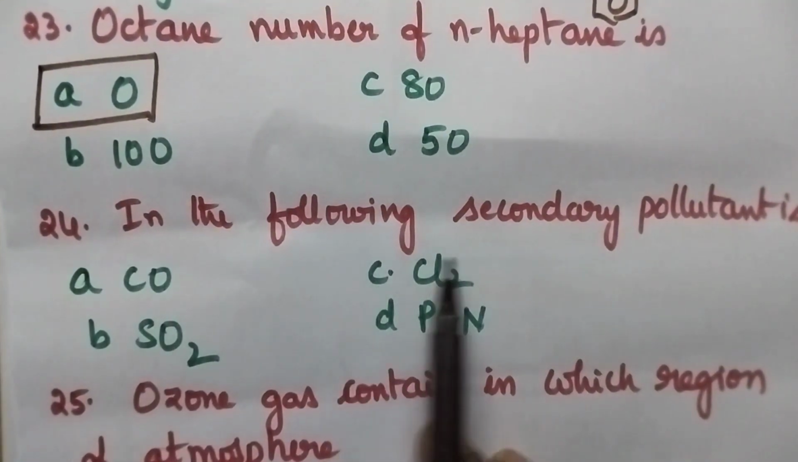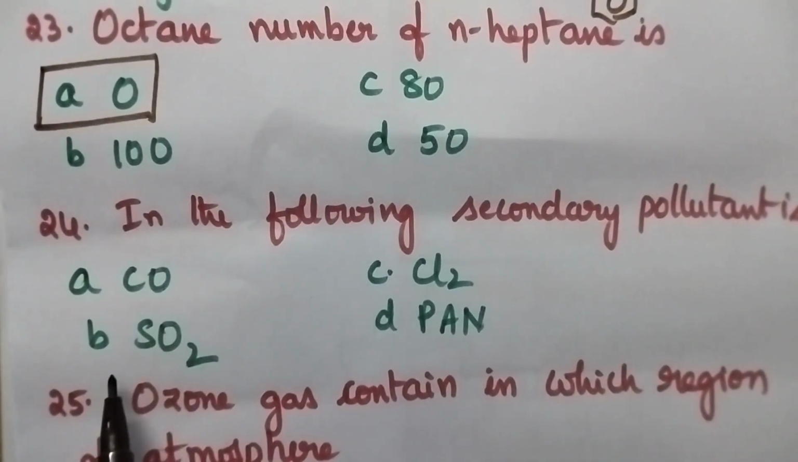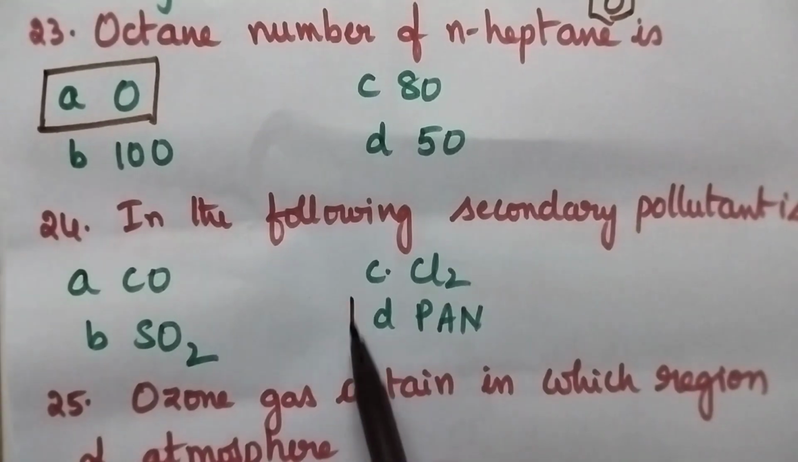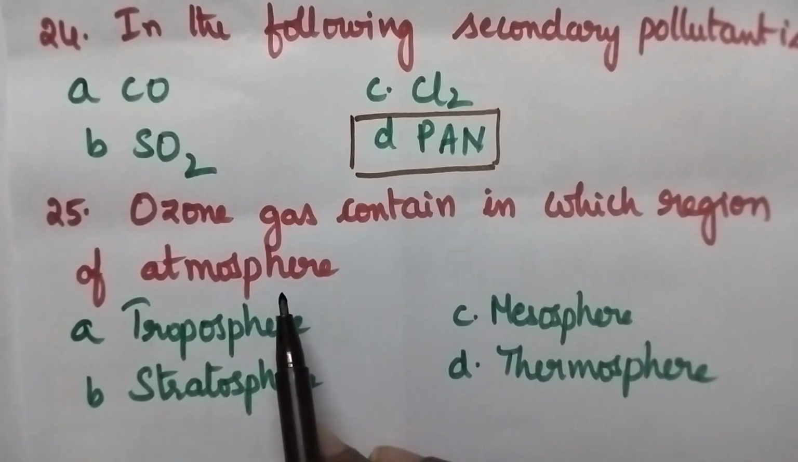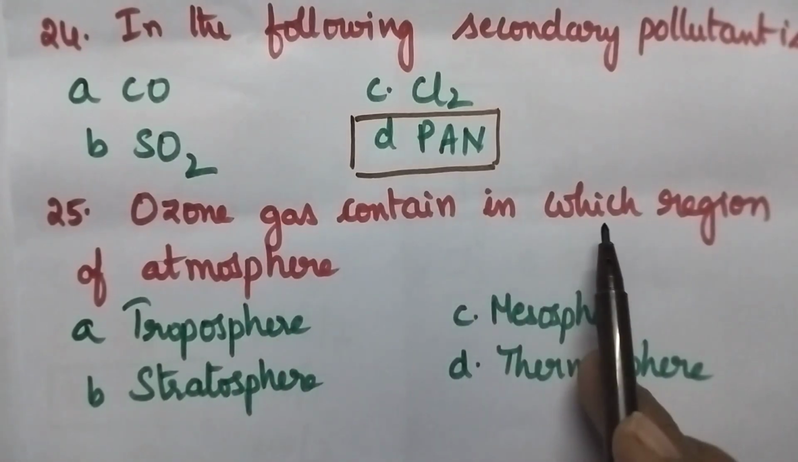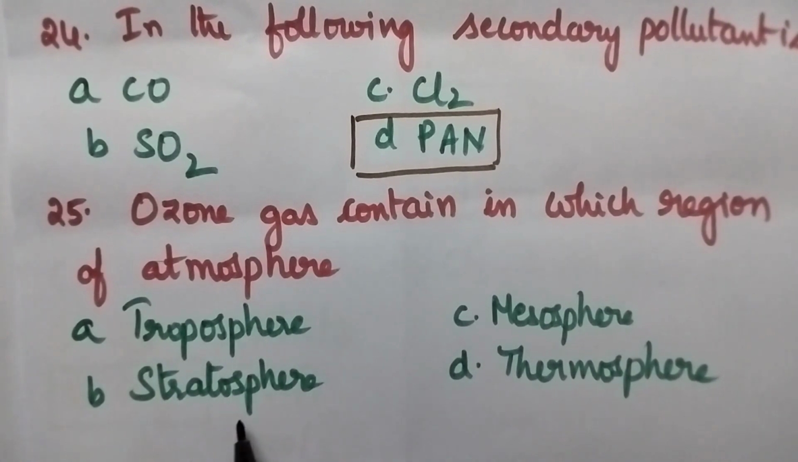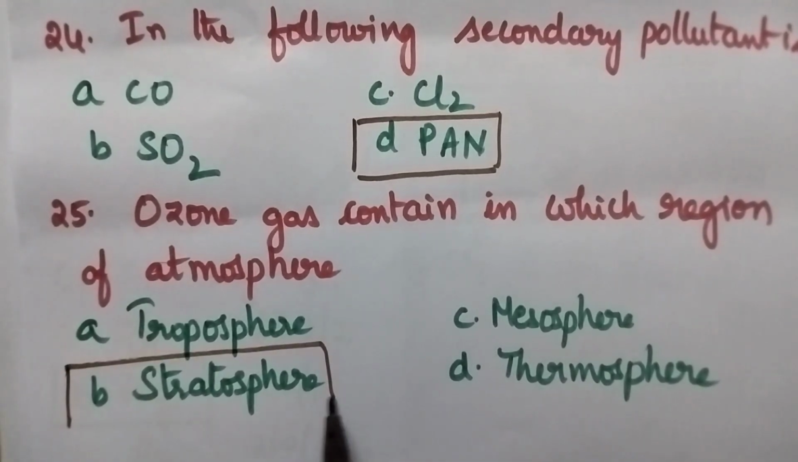In the following, which is a secondary pollutant? A. Carbon monoxide. B. Sulfur dioxide. C. Chlorine. D. PAN. Option D, PAN, is the secondary pollutant. Ozone gas is contained in which region of atmosphere? A. Troposphere. B. Stratosphere. C. Mesosphere. And D. Thermosphere. Ozone is present in stratosphere. Hence option B is the right answer.